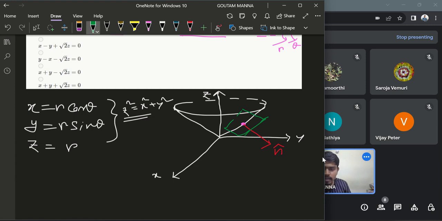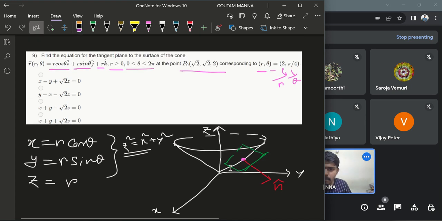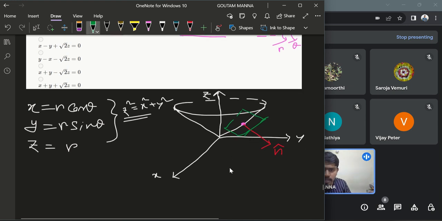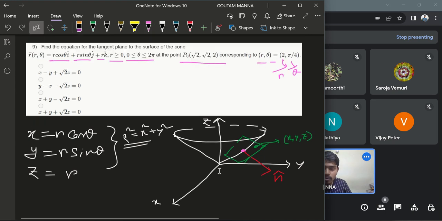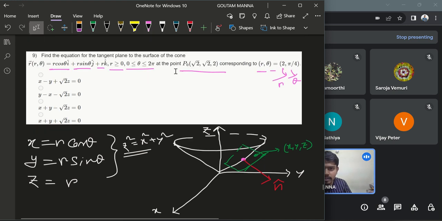Okay, and then what we will do is we will consider any point on this plane. Let me consider any point, for example x, y, z. And this point we know, where we are asked to find the tangent plane, that is the P0 point, which is root 2, root 2, 2.